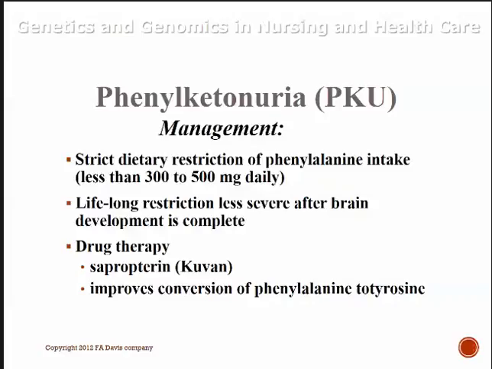The management is a strict dietary restriction of phenylalanine intake, so less than 300 to 500 milligrams a day. Lifelong restriction is less severe after brain development is complete. There's also some drug therapy that will improve that conversion from the phenylalanine to tyrosine. An interesting fact: oftentimes breastfed babies may not show this positive result on the newborn screen for PKU, so we do another sample 10 to 14 days later to detect that.